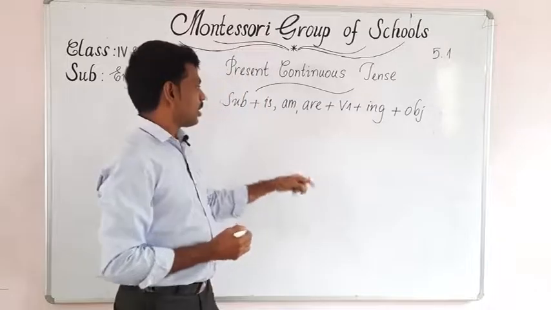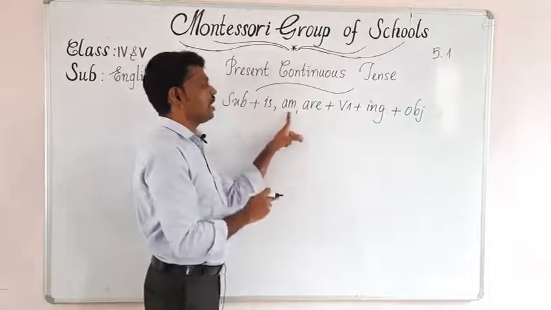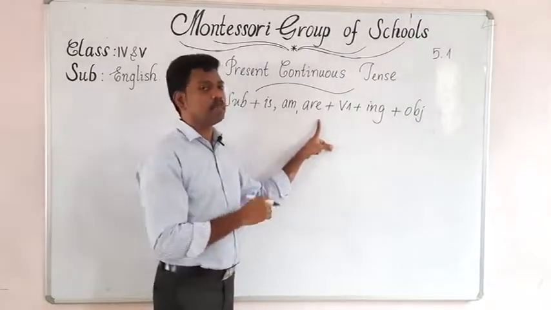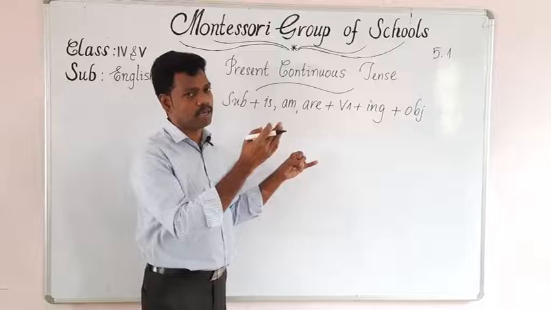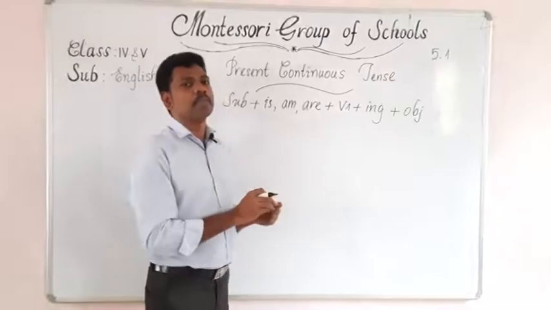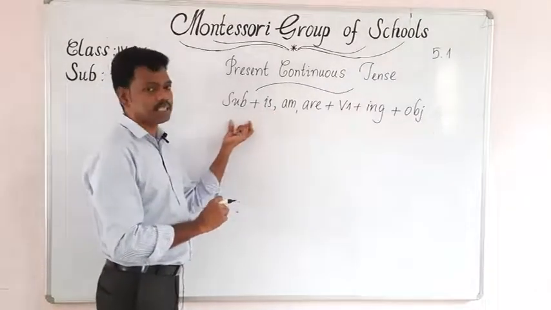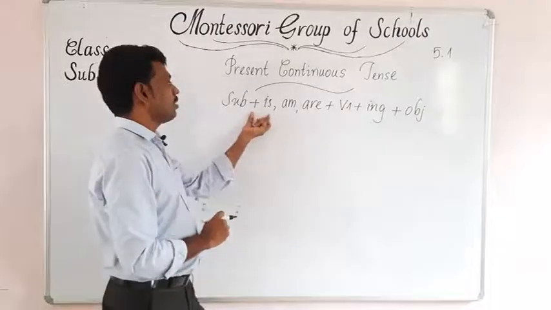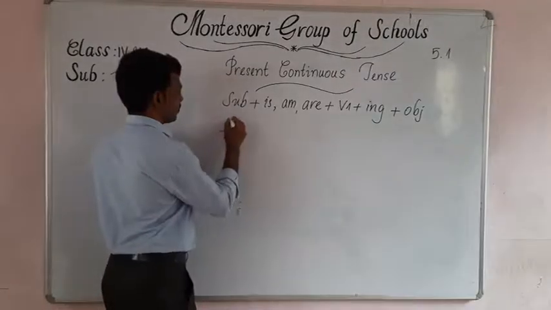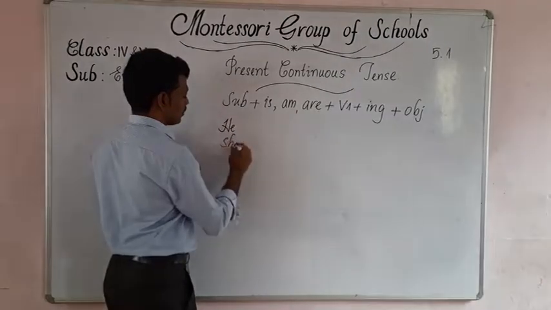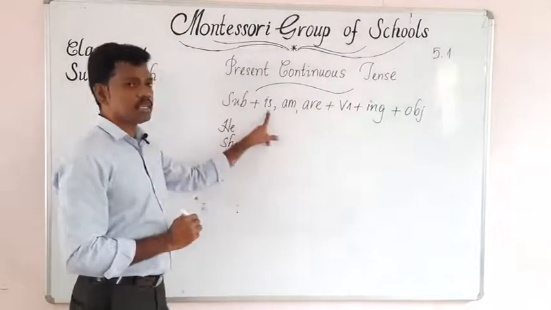Now you should know in which cases we can use is, am, are. Like we learned in the previous lesson, the cases of persons: first person singular and plural, second person singular and plural, and third person singular and plural. Now let us learn where we use is with the subject. Definitely that is only for third person singular, for example, he, she, it. Only with these three we can use is.